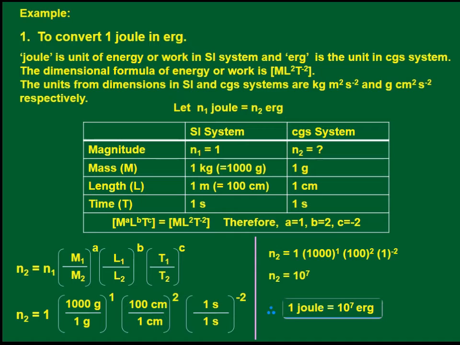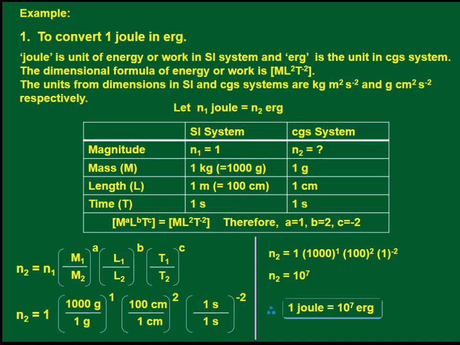To convert 1 Newton in a system where mass is measured in milligram, length in kilometer, and time in minute. It's an exclusively new unit. Now here we can write Newton as kg meter per second square in SI unit, and in the new unit system milligram kilometer per minute square. The dimensional formula is M L T to the power minus 2.